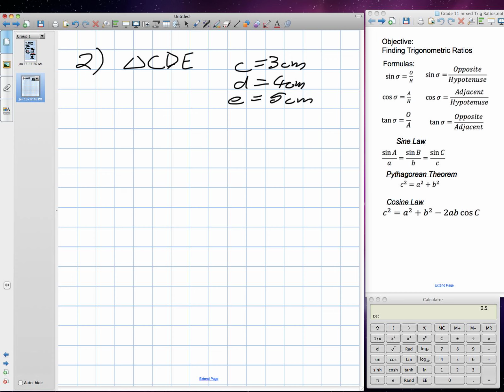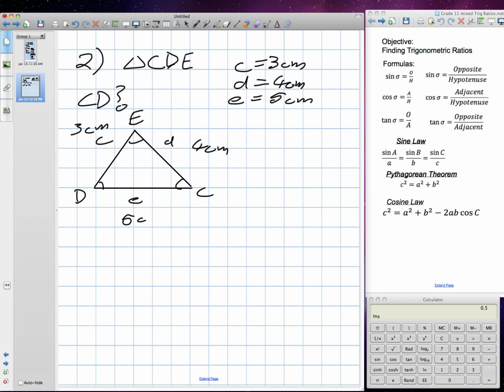We're going to draw this triangle out, and we're going to try to figure out which of the laws to use. The reason we're going to use the laws, we don't know if this is a right angle triangle or not. So we'll call this C, which means this is 3. This will be our angle D, which means this is 4 centimeters. And E, which means this is 5 centimeters. Okay. We're looking for angle D in this question. Angle D is opposite of side D.